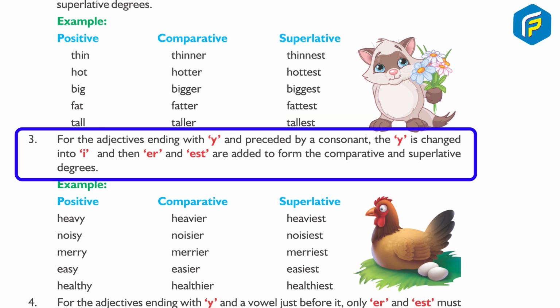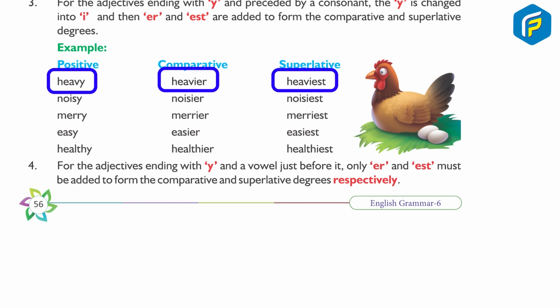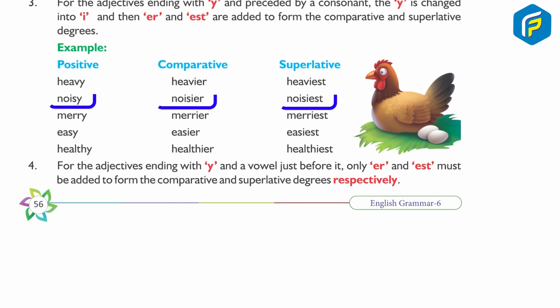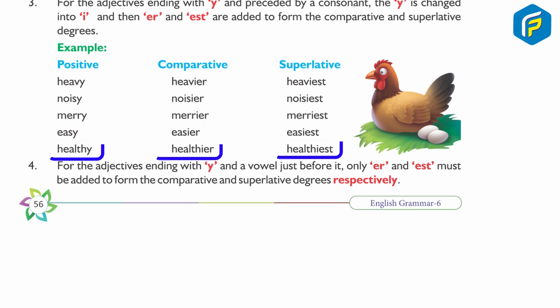3. For the adjectives ending with Y and preceded by a consonant, the Y is changed into I and then ER and EST are added to form the comparative and superlative degrees. Example: positive, comparative, superlative. Heavy, heavier, heaviest. Noisy, noisier, noisiest. Merry, merrier, merriest. Easy, easier, easiest. Healthy, healthier, healthiest.